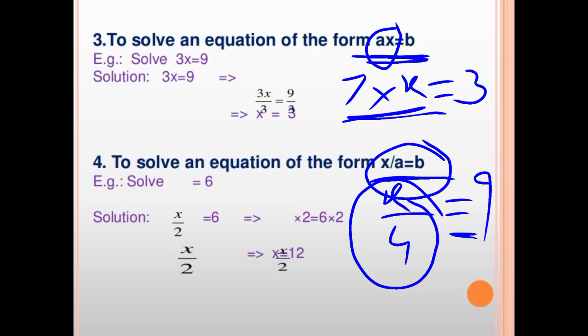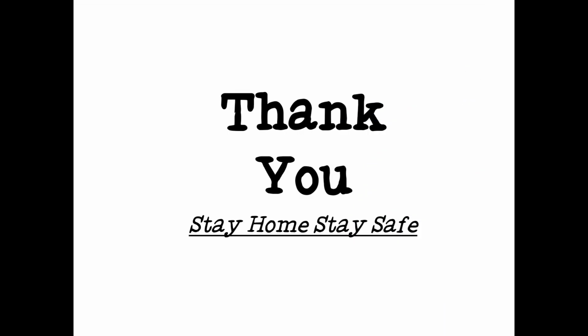So this is how we solve different forms of equations. This is the end of today's topic. Tomorrow we will come up with another important topic.